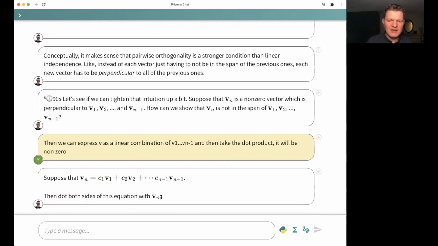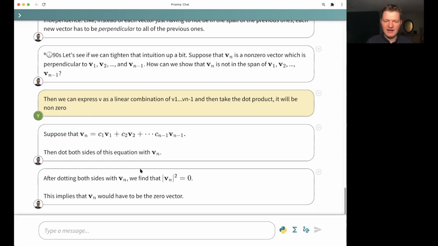So what we're going to do is dot both sides of the equation with Vn. This is where the magic happens. Here we're just writing down the concept of Vn being in the span of these other vectors. What does that look like as an equation? Here we've just written that down. But the next step, which is where something interesting happens, is that we dot both sides of the equation with Vn. And we're going to use both of these properties that we listed earlier.